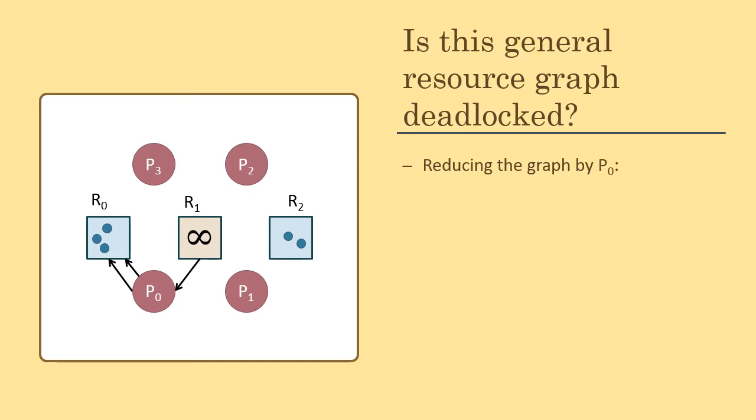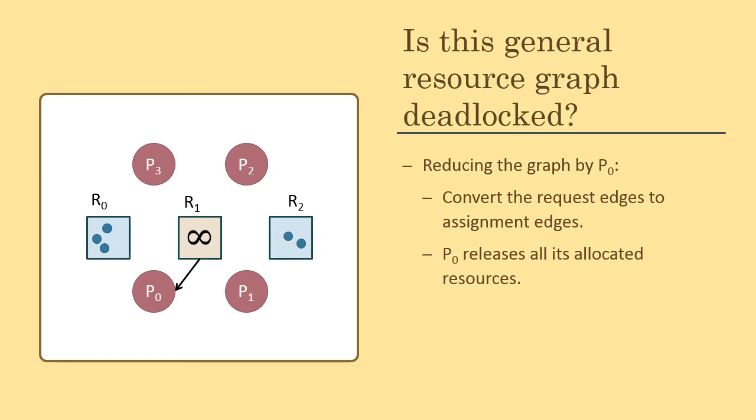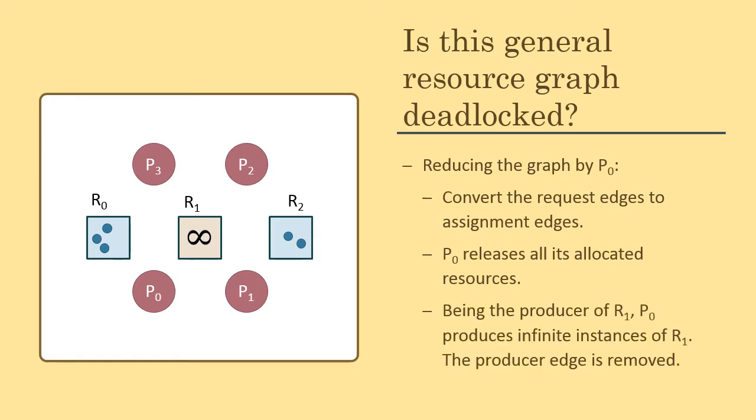Reducing the graph by P0. Convert the request edges to assignment edges. P0 releases all its allocated resources. Being the producer of R1, P0 produces infinite instances of R1. Infinity plus infinity is still infinity. The producer edge is removed.